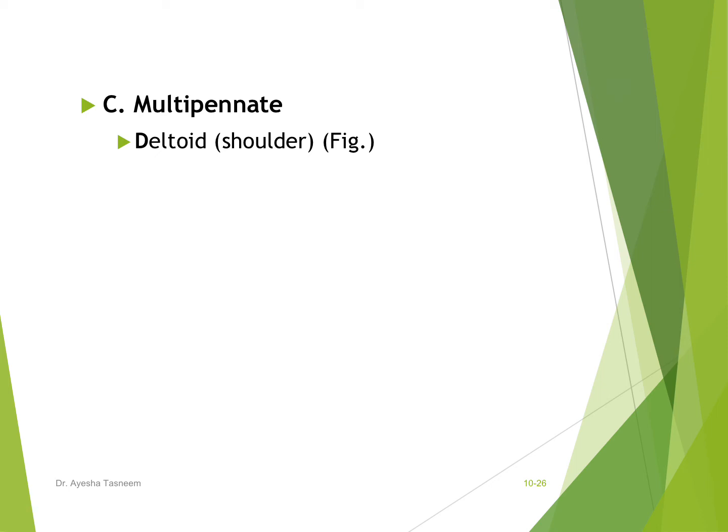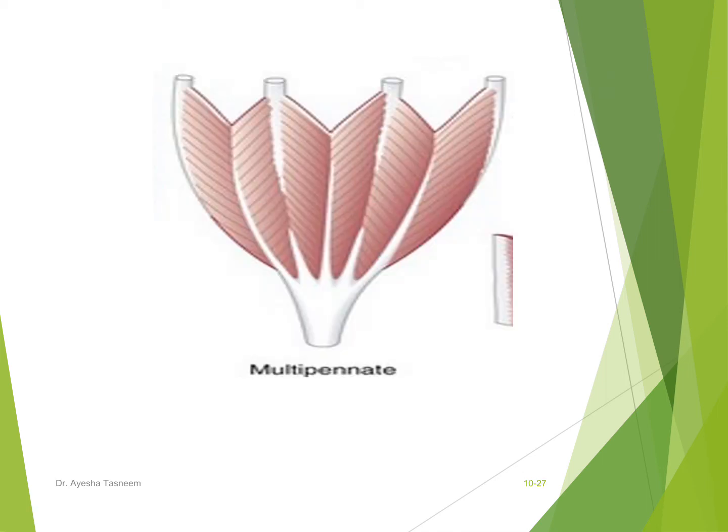Then we come to the multipinnate. Multipinnate muscle, the best example is the deltoid muscle. Deltoid is the best example of this muscle. Here you can see this is the multipinnate muscle. In this type, the fascicles are like feathers with their quills on a single point.